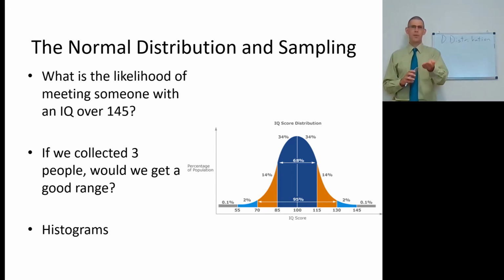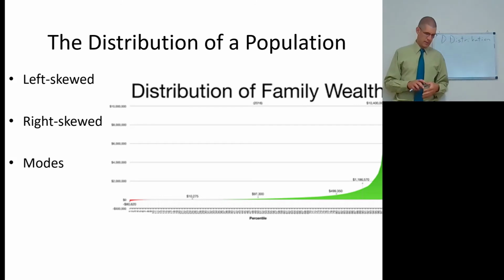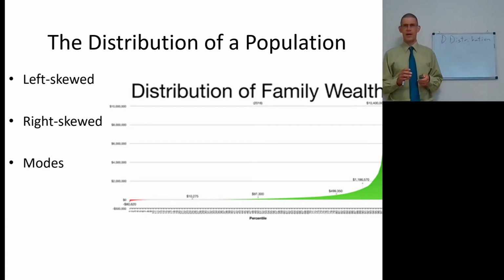If you just took 3 people at random, I'm going to go to Fred Meyer and just randomly snare 3 people, is that going to be a good representative range? Probably not. The bigger the sample, the more representative it is of the distribution. We can visualize a distribution not only by one of these curves, but by creating a histogram. This is a type of chart where you have one bar for each measure. So here we see a different distribution.